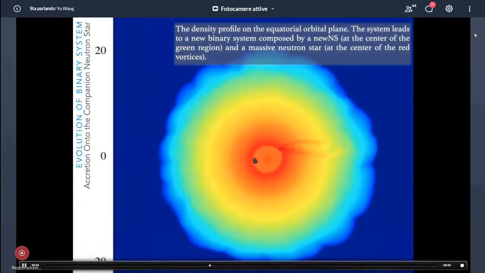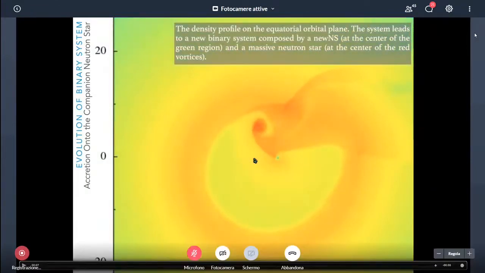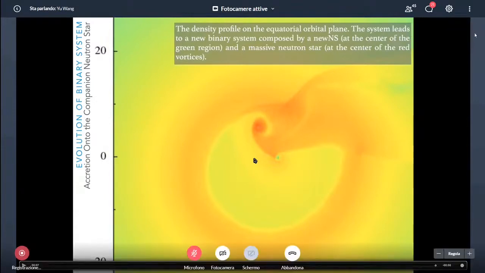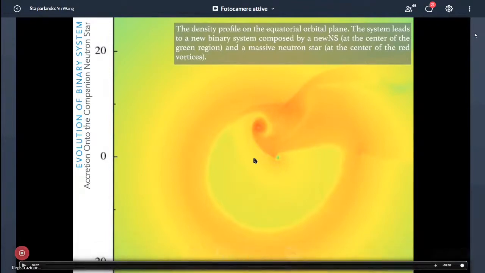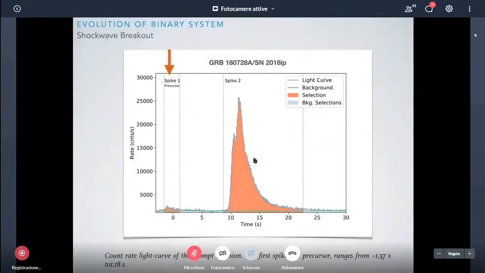Okay, so we can see the procedure anyway: the supernova explosion and the accretion lead to a new binary system composed of a new neutron star at the center of the green region, a very little green, and a massive neutron star at the center of the red vortices. So now we go to the observation, this GRB 180728A, and we keep the previous image in mind.